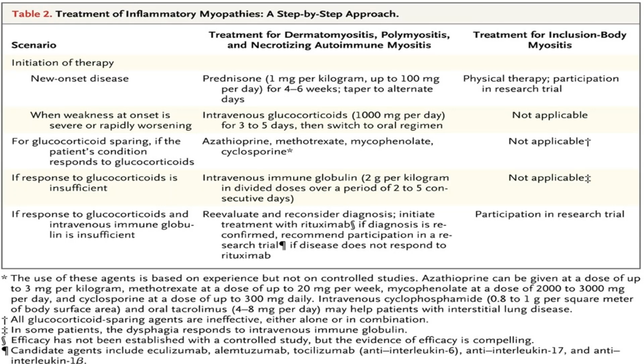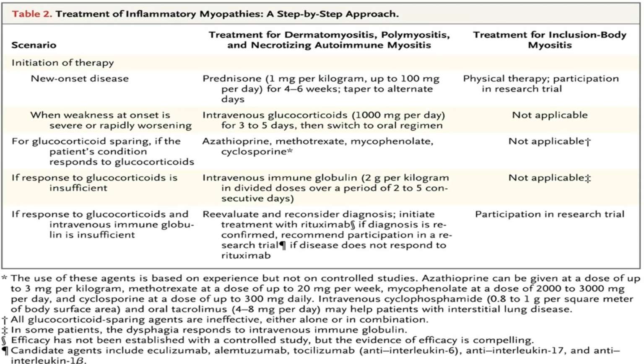For glucocorticosteroid sparing, if the patient's condition responds to glucocorticosteroid, we add azathioprine, methotrexate, mycophenolate, or cyclosporine. If the response to glucocorticosteroid is insufficient, intravenous immunoglobulin 2 gram per kilogram in divided doses over a period of 2 to 5 consecutive days.